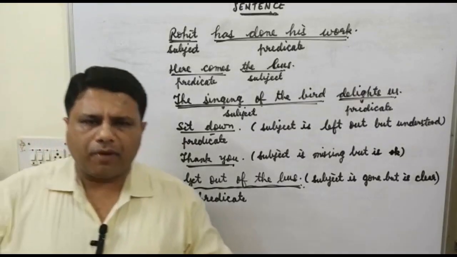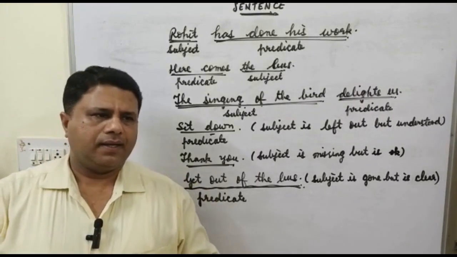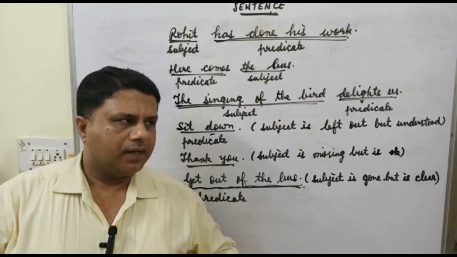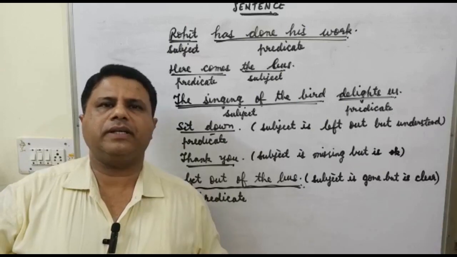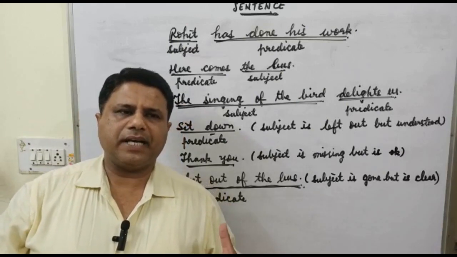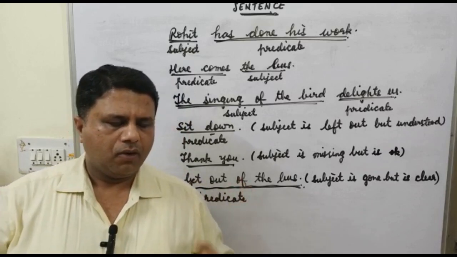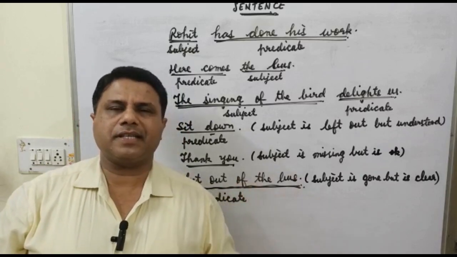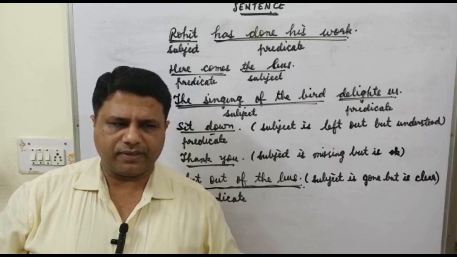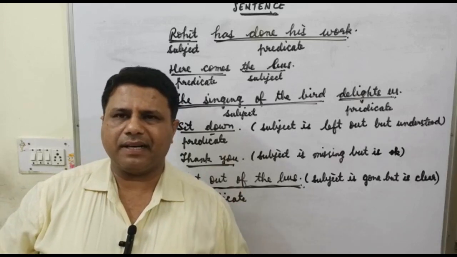Here I want to talk about the subject once again. The position of the subject, I have already told you, it can be in the beginning also, it can be at the end. Occasionally, sometimes it can be missing also. Why is it missing? In the beginning of the chapter I have explained to you why it is missing, because it is understood. Now let's do some examples.